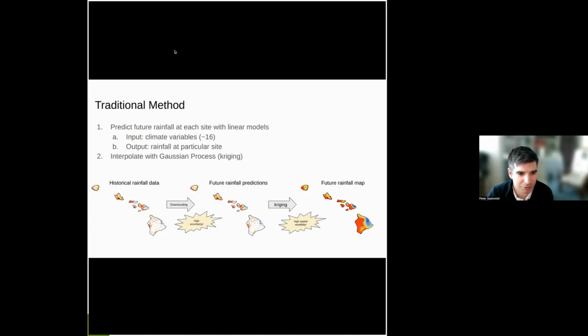So my group has been developing these methods. Traditionally you use linear regression, linear models, to do downscaling for particular sites. And then you can do some spatial interpolation using Gaussian processes, which is known as kriging in geostatistics. So you can predict these future rainfall maps by taking a GCM, doing downscaling, doing the spatial interpolation, and then you get these maps.